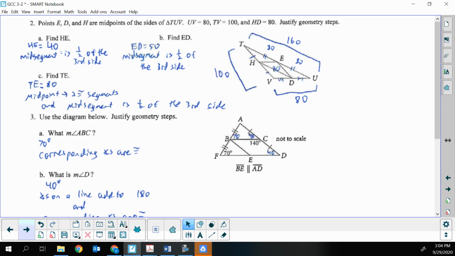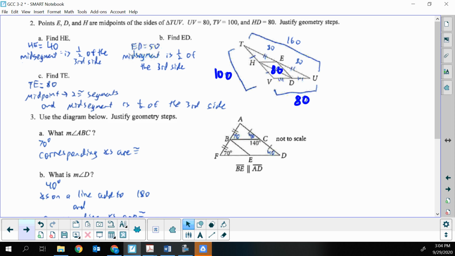All right, in 2, they gave us several things. They gave us that HD was 80. And they gave us that TV was 100. So HE had to be half of the 80 and VU. That's why we got 40. ED was half of the 100. And those were both mid-segment as half of the third side. And then TE, because that's a midpoint there, they should each be half of the 160 because a midpoint implies two congruent segments. So TE was 80.